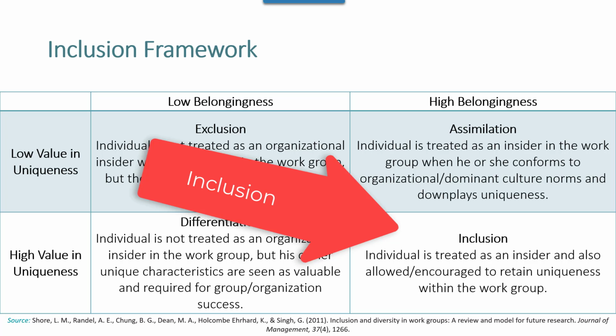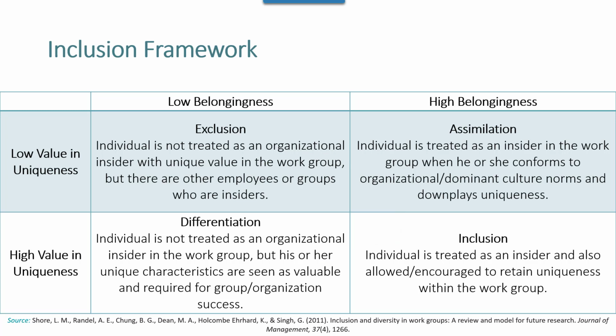The framework also illustrates inclusion as an integration of two factors, an individual's connectedness and a person's individuality. The framework underscores that differentiation focuses primarily on people's differences, and assimilation focuses primarily on people's connectedness to the whole.